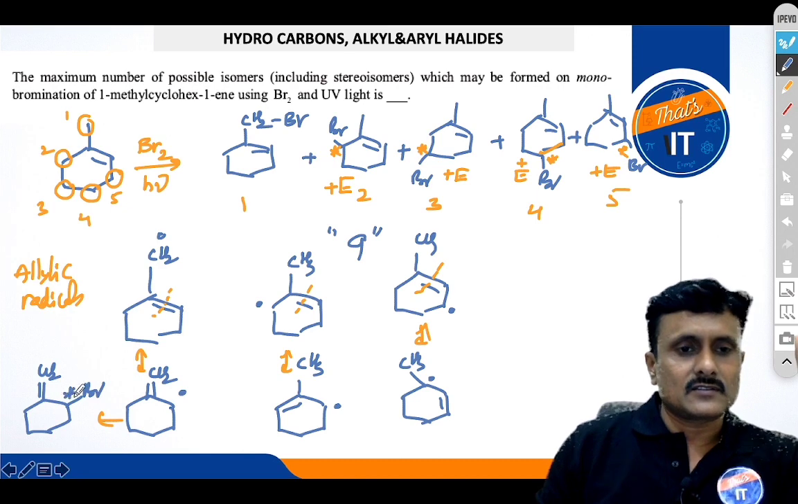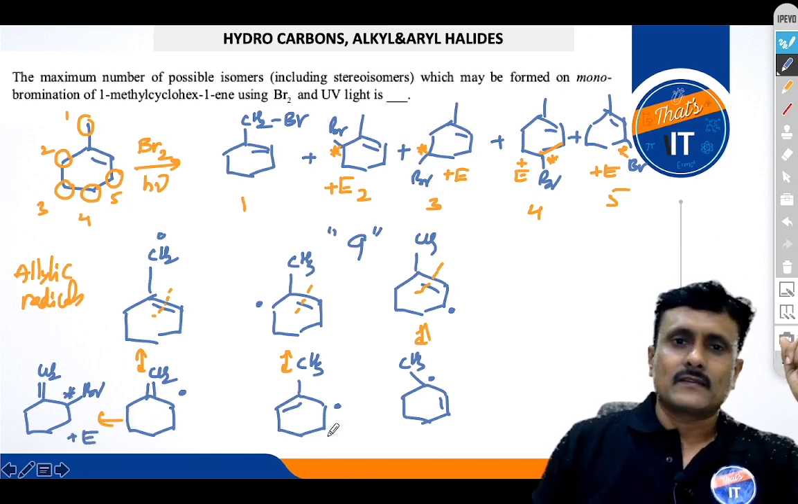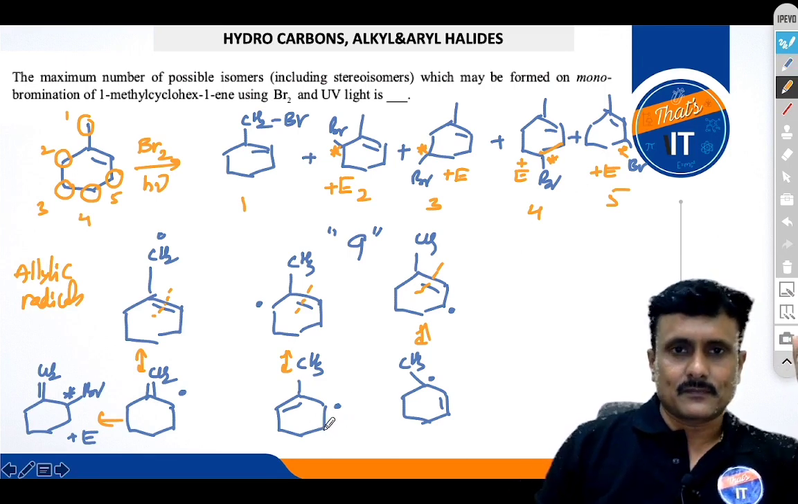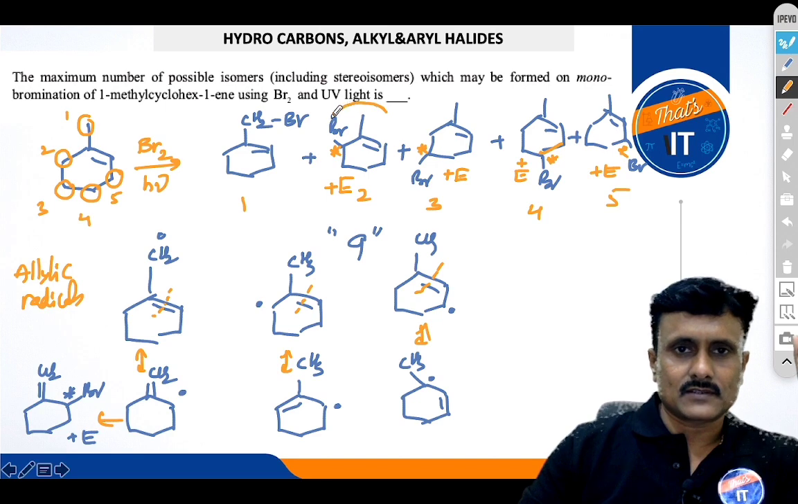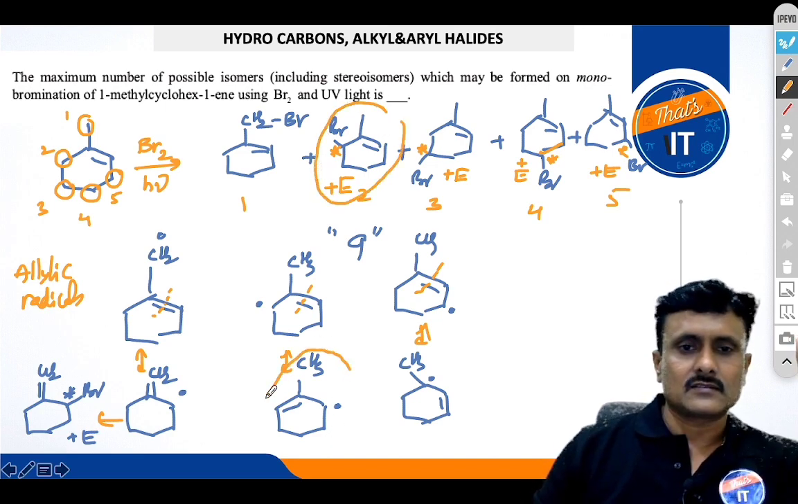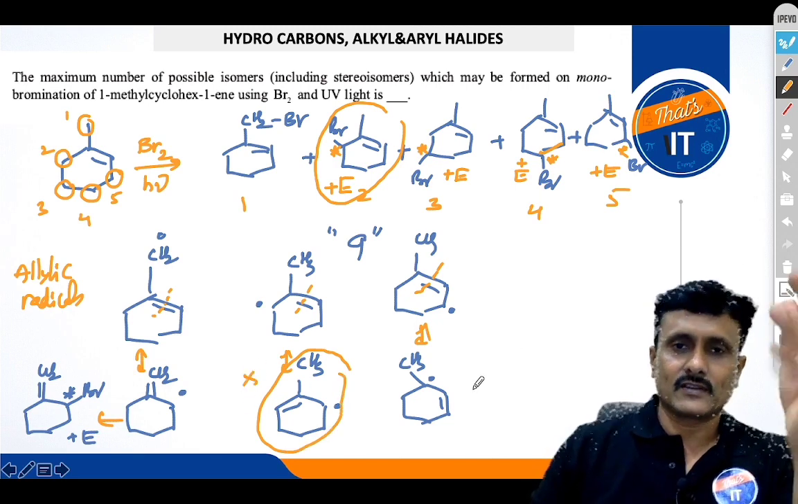And you can see that this also has an asymmetric center, so you will be getting an enantiomer, isn't it? However, you can see that this substitution gives rise to the same product. You can see this is same as this. So you need not consider this. Already we have done it there, isn't it?